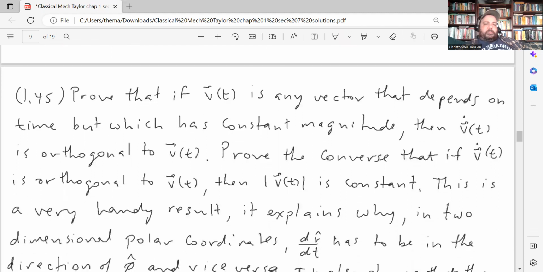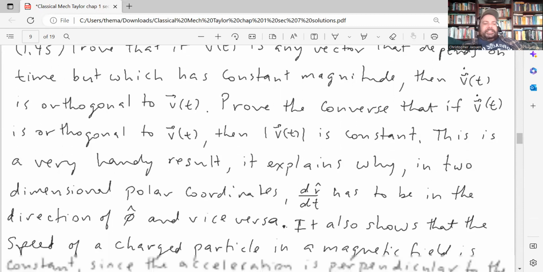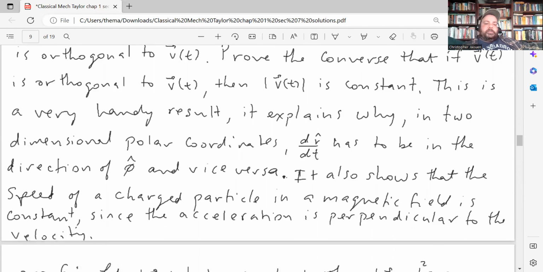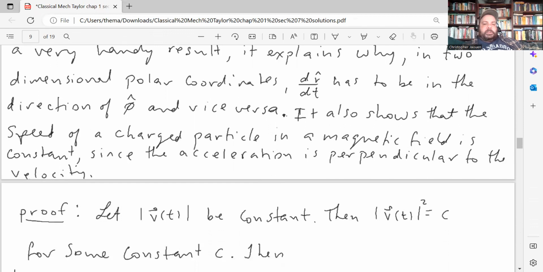All right, next one, prove that if v of t is any vector that depends on time, but which has constant magnitude, then the time derivative of v is orthogonal to v itself. Prove the converse, that if the time derivative of v is orthogonal to v itself, then the magnitude of v is constant. And then he says this is a very handy result. It explains why in two-dimensional polar coordinates dr dt has to be in the direction of phi hat and vice versa. It also shows that the speed of a charged particle in a magnetic field is constant since the acceleration is perpendicular to the velocity. This is just a note that he has underneath the question.